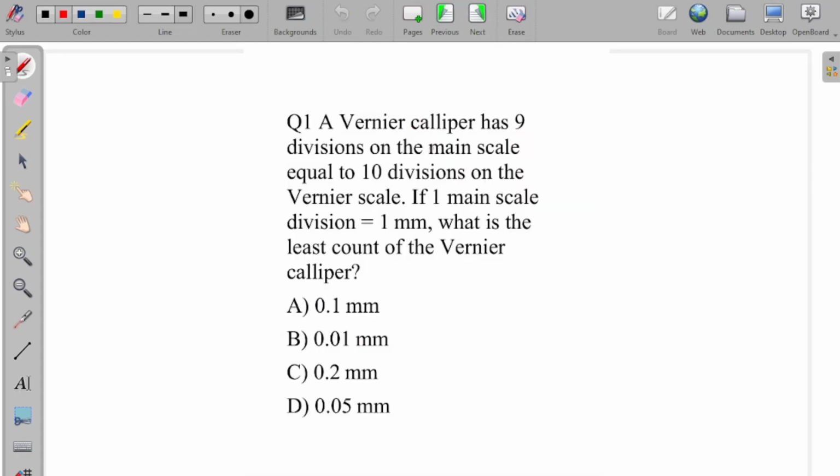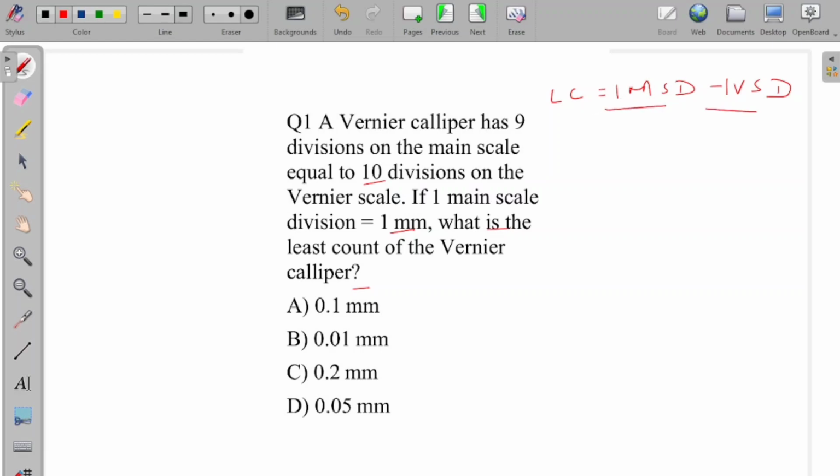The first question here is a Vernier caliper has 9 divisions on the main scale equal to 10 divisions on the Vernier scale. If one main scale division is equal to 1 mm, what is the least count of the Vernier caliper? We have to find out the least count of the Vernier caliper, which we know is equal to 1 MSD minus 1 VSD. Right? This is the formula that we will be using.